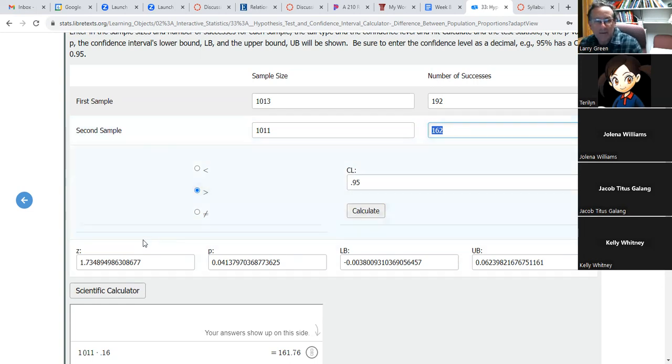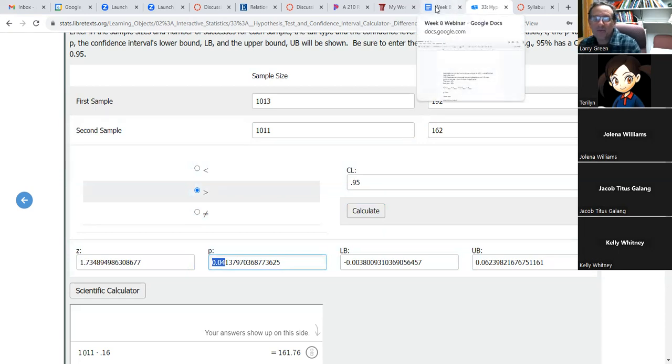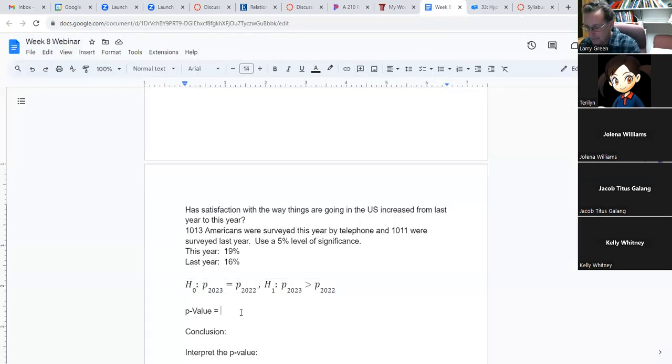By the way, normal distribution, we use Z for that. There's a Z, kind of like a Z-score, 1.73 or so. The P is equal to 0.04, approximately. So let's write that out. The p-value is 0.04. When the p-value is 0.04 and we have a 5% level of significance, what does that tell us?